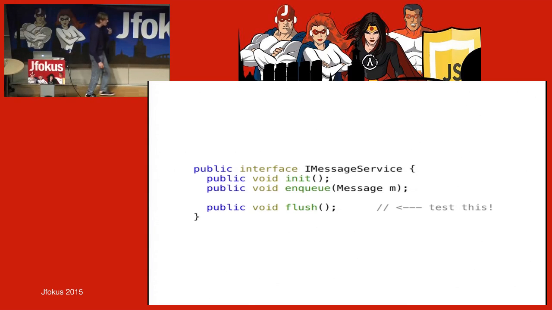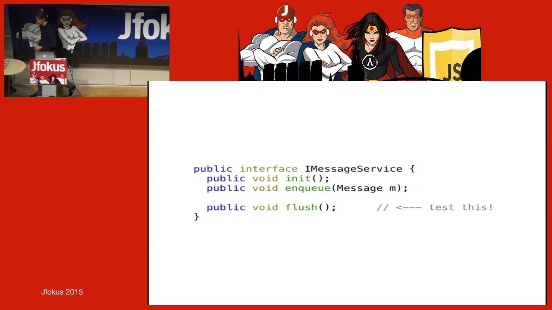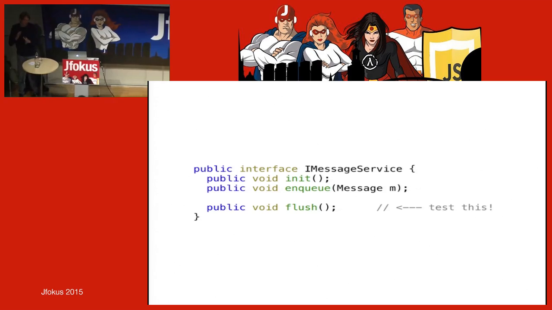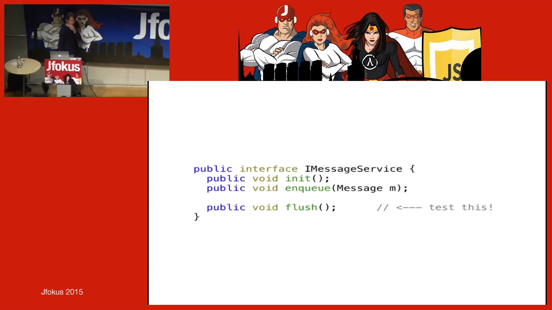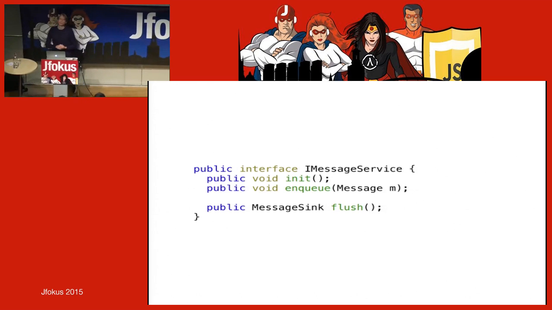So how do we make it more testable? How can we make little steps to make it more testable? Well, actually we don't even have to ignore that for the time being. Let's just go ahead and do it. What we can do is we can make flush actually return something.